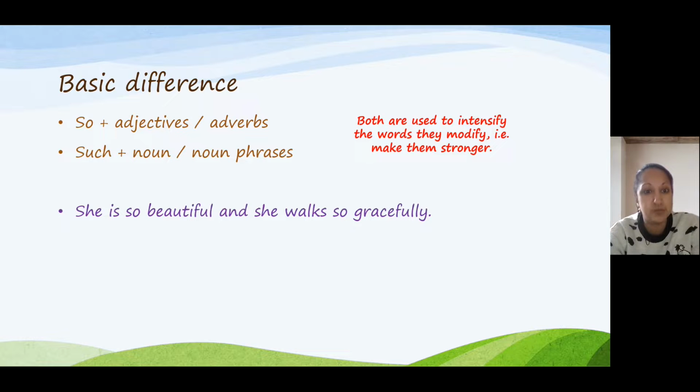Here are some examples. She is so beautiful and she walks so gracefully. So here, beautiful isn't just beautiful, it's very beautiful or really beautiful because it's got the so in front of it. Likewise, gracefully, it's not just gracefully, but very gracefully or really gracefully. It's stronger.